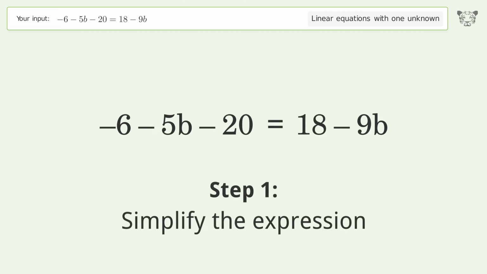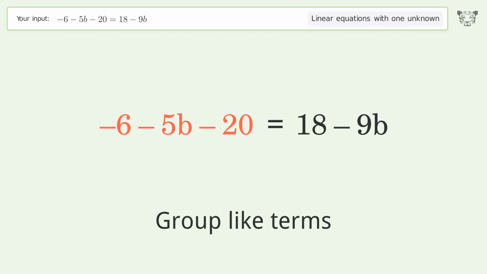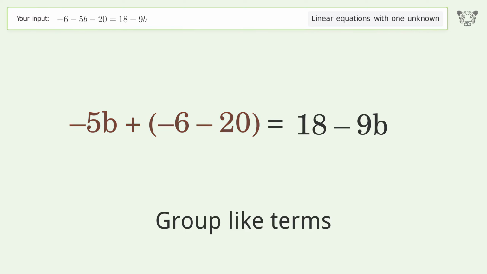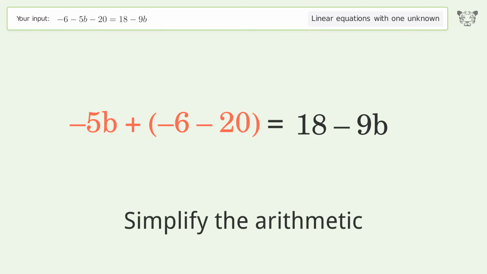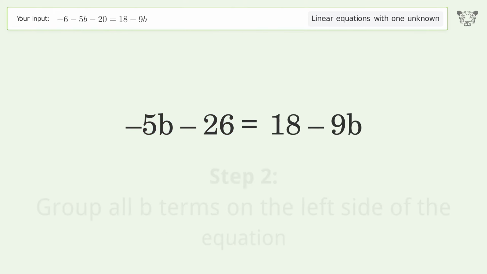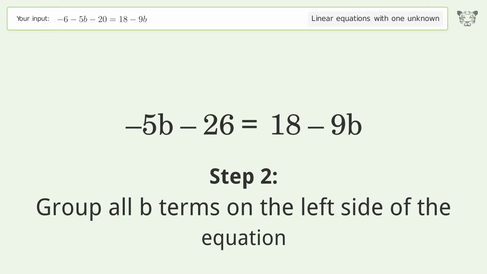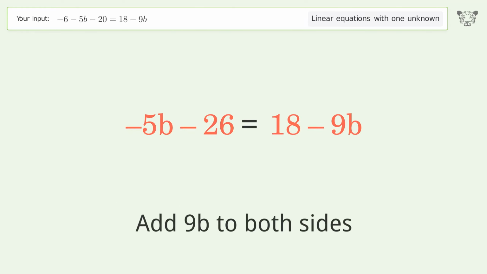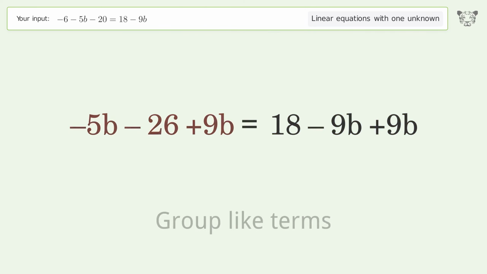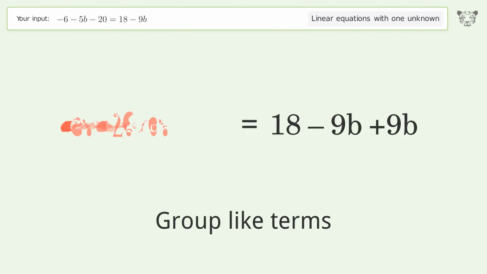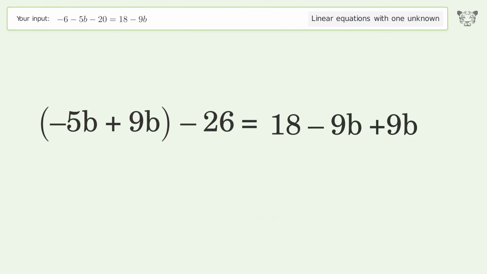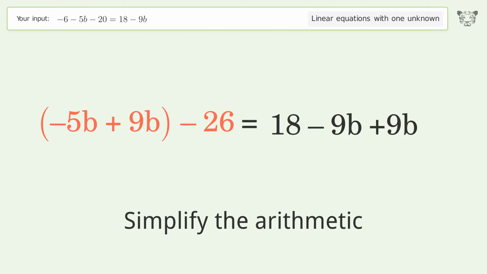Simplify the expression. Group like terms. Simplify the arithmetic. Group all b terms on the left side of the equation. Add 9b to both sides. Group like terms. Simplify the arithmetic.